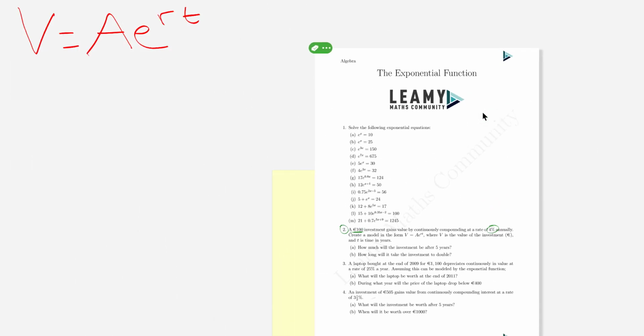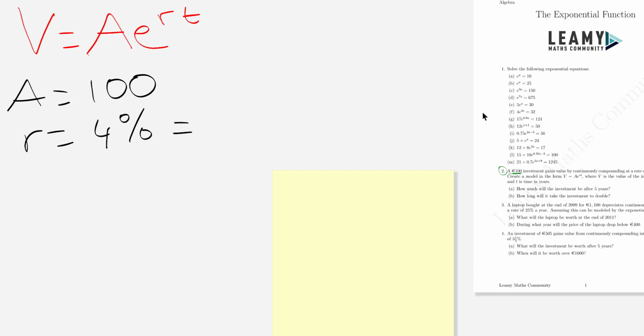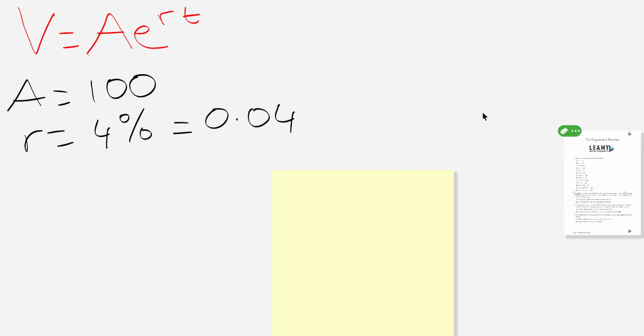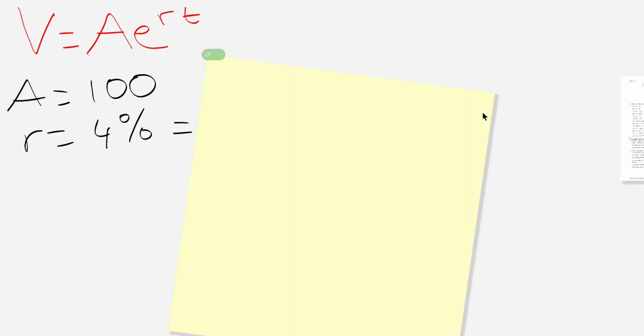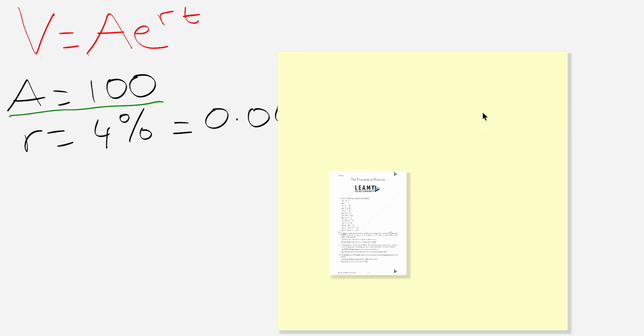So we can take that right here. We know that our initial value, A, was €100 and our growth rate was 4%. Now 4%, we're going to write as 0.04, so we express it as a decimal. Now, a lot of people sometimes ask me, why is A 100? How can we assume that the initial value is always A? So let's take a look back at this question again.